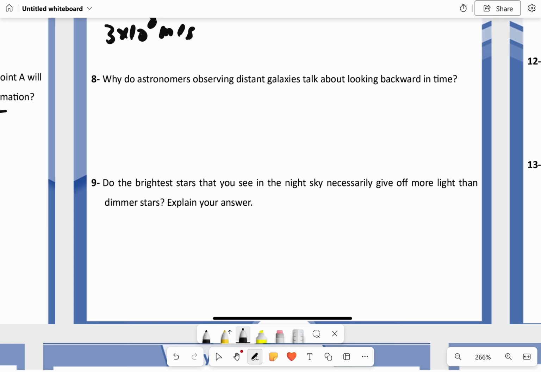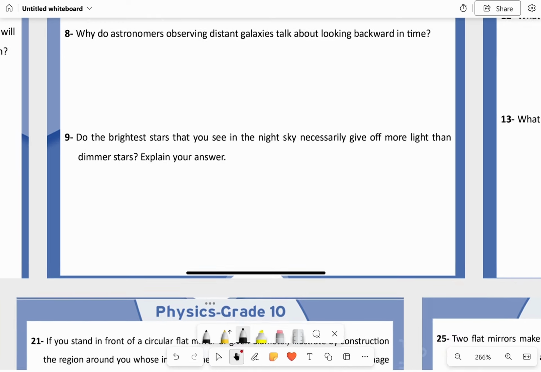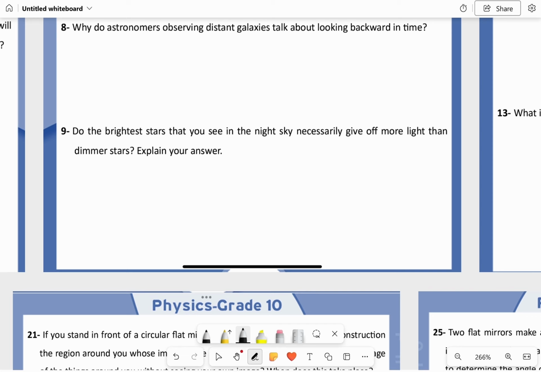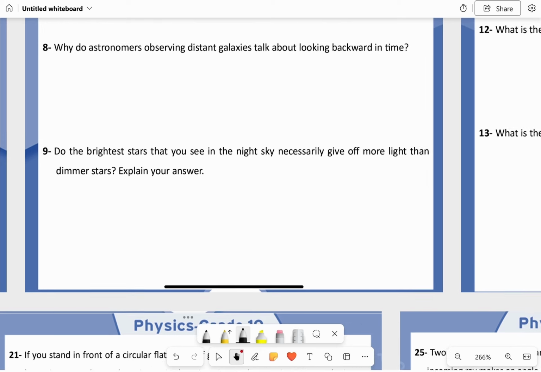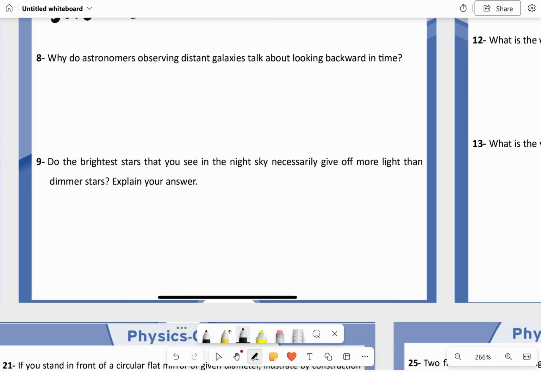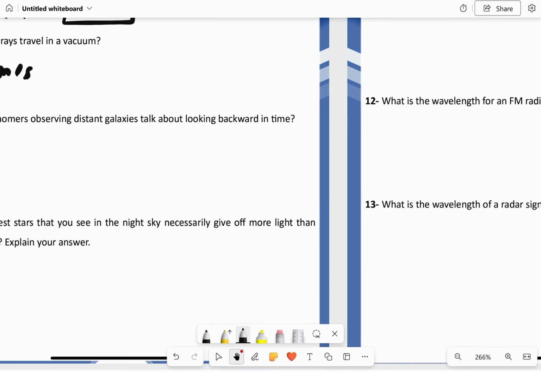We know that the universe is really vast, and some of the stars are really far away from each other. Do the brightest stars that you see in the sky necessarily give off more light than dimmer stars? No, they might be closer to us. It doesn't necessarily mean that they are brighter. They might be closer to us.